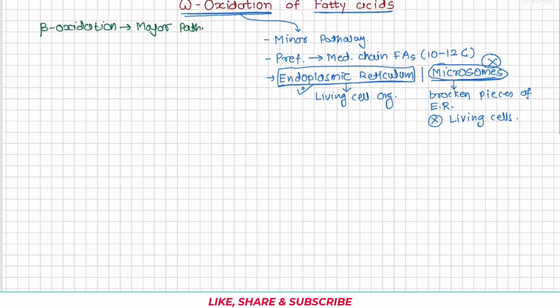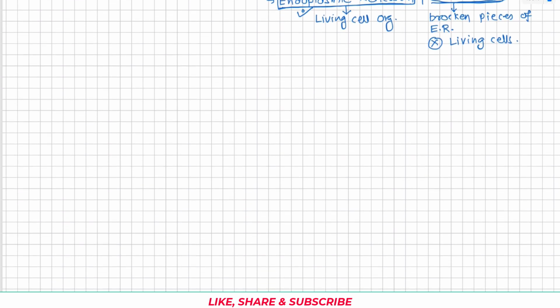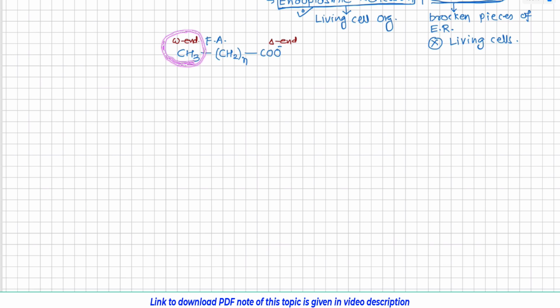Now let's see how omega oxidation of fatty acid actually occurs. Let's start by drawing a general structure of fatty acid. At one end, there is a methyl group, then multiple CH2 groups, which I represent here as CH2 n, and at the other end, there is a carboxylic group, that is COO-. This carboxylic end is called the delta end, and the opposite end, the methyl group end, is called the omega end. As the name suggests, in omega oxidation, this omega carbon is the one that gets oxidized.